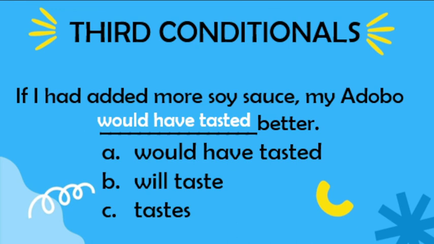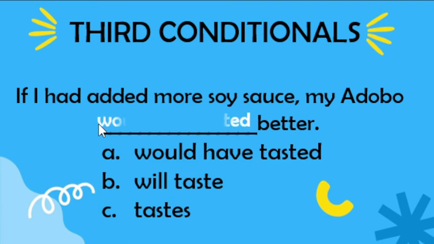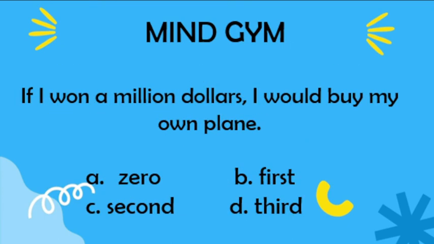Okay, sa result, gagamit tayo ito. Ito yung result. Okay, result ng condition. Gagamit ka ng would have plus yung verb. Okay, sa if clause, gagamit kayo ng past perfect which is had plus past participle of the verb. Okay, let's have more example.